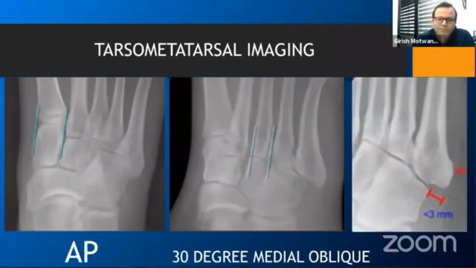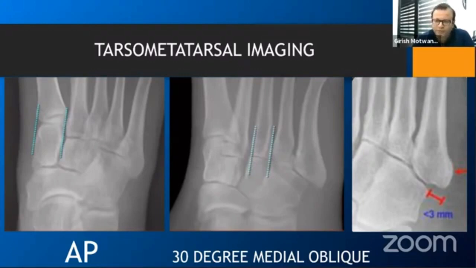Tarsometatarsal imaging, as I said, is a very important part of the foot sprain. In the AP view, you have to look for the continuation of the medial border of the first metatarsal to the medial border of the medial cuneiform, and the medial border of the second metatarsal to the medial border of the middle cuneiform. In the oblique X-ray, you have to look for the continuation of the medial border of the third metatarsal to the medial border of the third cuneiform, and the same for the fourth metatarsal with the cuboid.